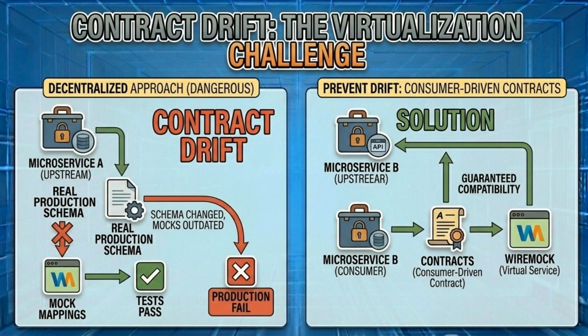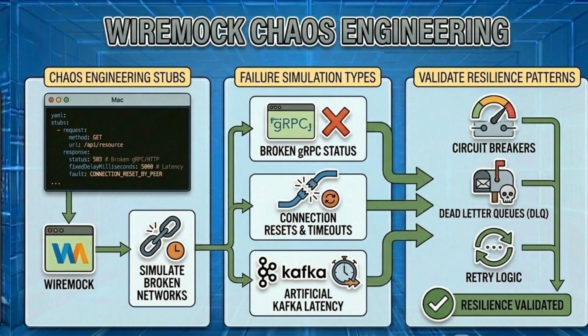Regardless of your container topology, this decentralized approach introduces the most dangerous challenge of virtualization: contract drift. If an upstream team changes their real production schema but forgets to update their published mock mappings, your tests will pass in the pipeline but fail in production. To prevent this, WireMock must be paired with consumer-driven contract testing.